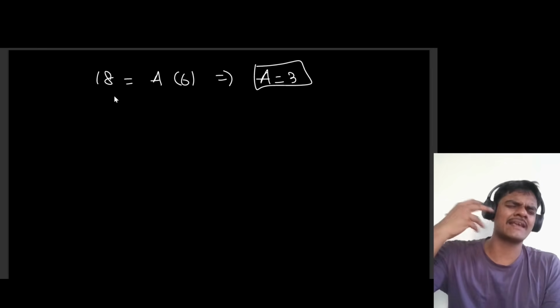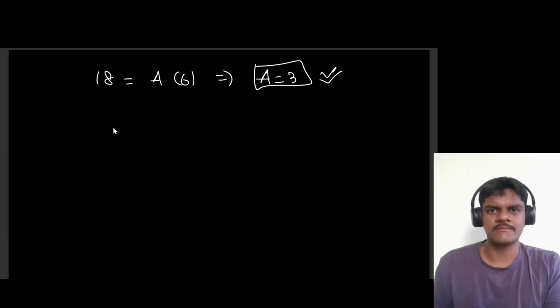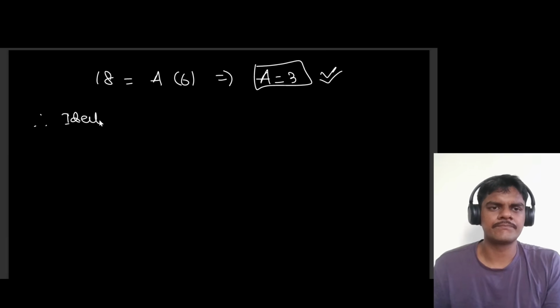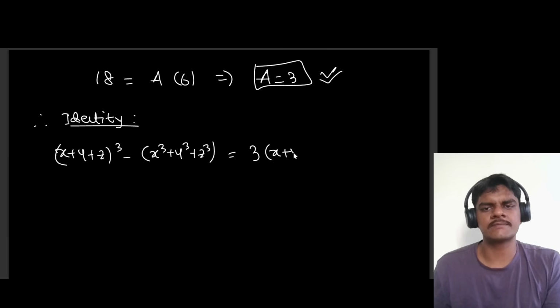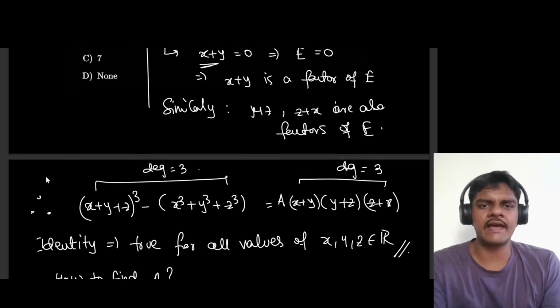You can try with any other values of x, y, z, and I'm pretty sure you'll always get a as 3. So therefore, the identity is (x plus y plus z) whole cube minus (x cube plus y cube plus z cube) is equal to 3 into (x plus y)(y plus z)(z plus x). Right? Now, what do we have exactly?